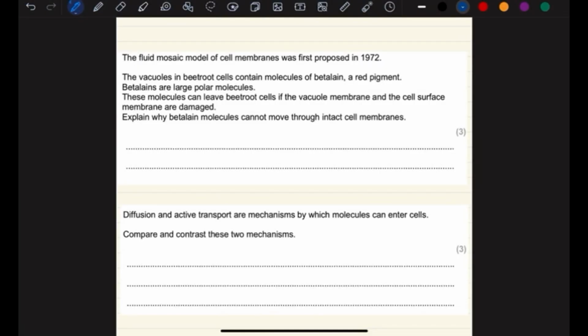Okay, so we've just got 2 little questions here, 2 free markers. Have a go, look at them, do your best, and we will get back to you with the answers.